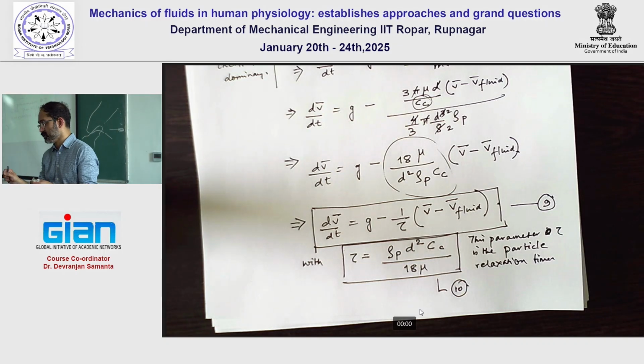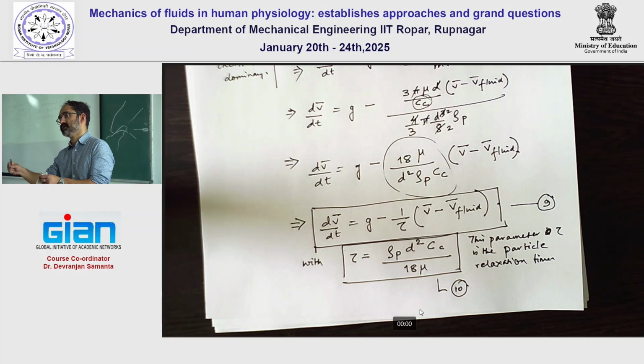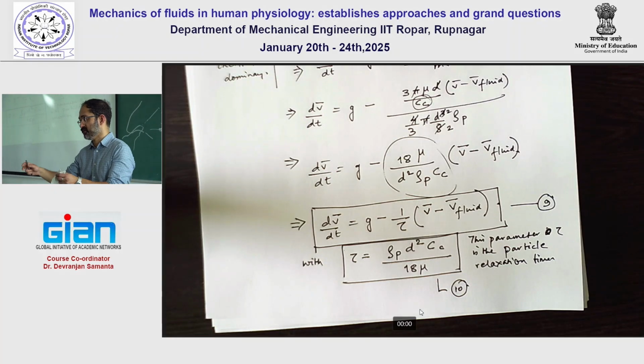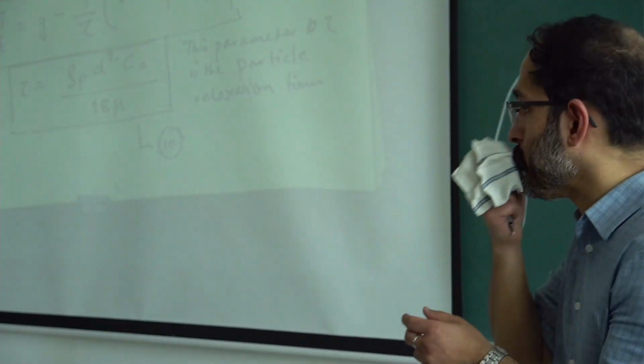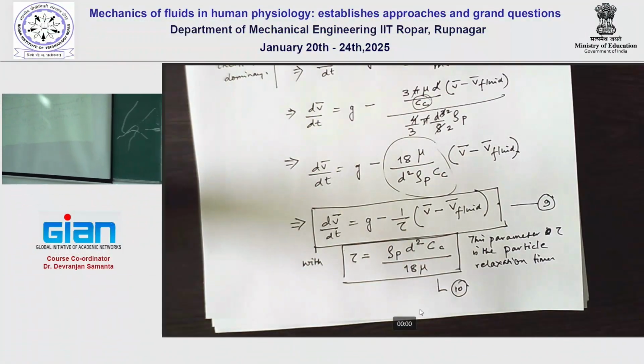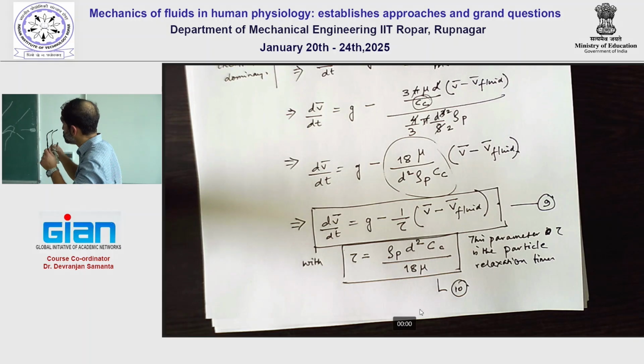So if you put a particle which is initially at rest in a moving fluid, the time it takes to reach that velocity. Or if the fluid is at rest and the particle is moving, the time it takes to come back to that state of the fluid. So both ways it would work if there is a difference in velocities.